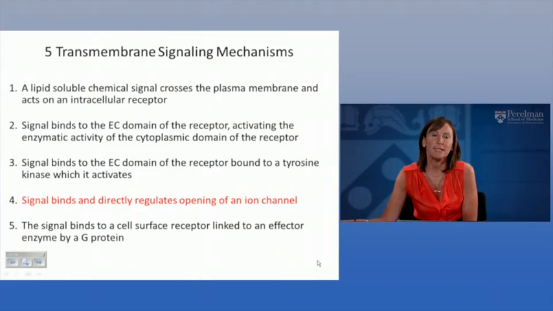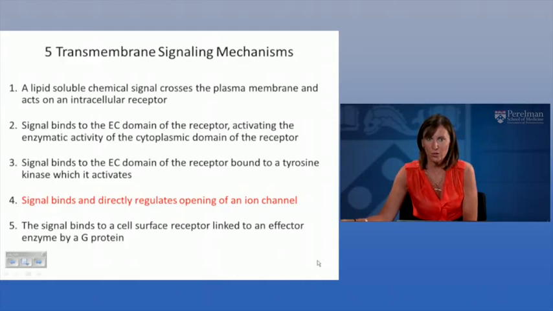The fourth example is that the signal binds and directly regulates the opening of an ion channel. So I'm sitting here talking to you today. I'm hoping that you're listening. In order for you to be able to listen, your autonomic nervous system needs to be in top action. You're concentrating, at least I hope you're concentrating. The receptors that are involved in mediating your ability to try and concentrate include ion channels.